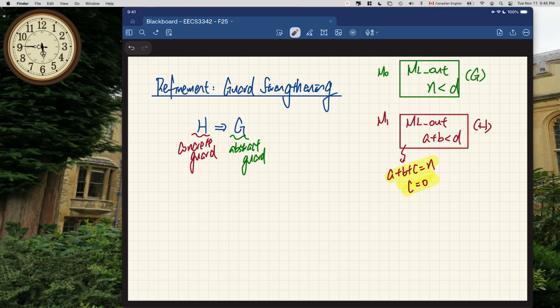However, if I try something here, hypothetically, if I change this to less than or equal to. Now, question for you. Is this going to fail the guard strengthening proof obligation? It is going to fail. How do we tell formally? So now the question is, do we still have guard strengthening?